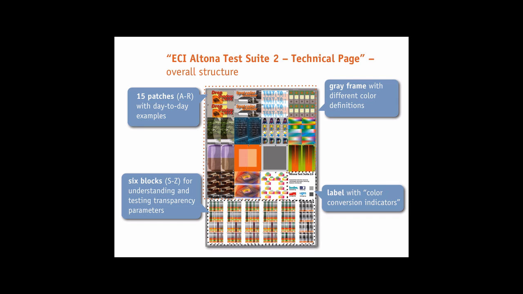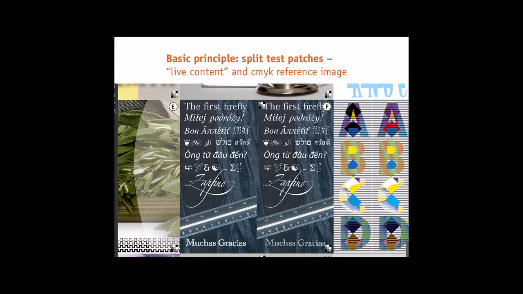Because this is one of the issues that may occur along the workflow from the design or prepress stage of a file until the very end where it's in the output stage on a printing device or whatever. So this is the overall structure of it.